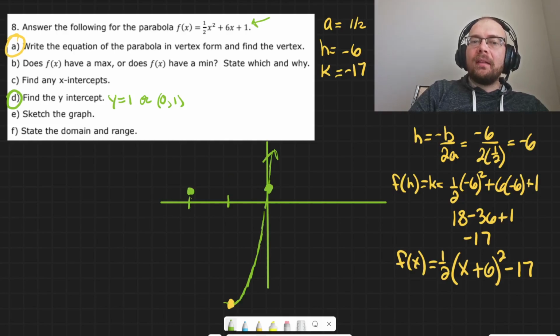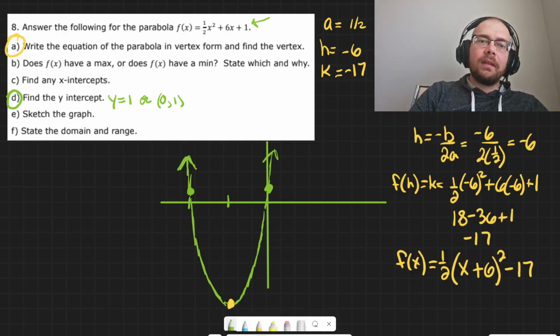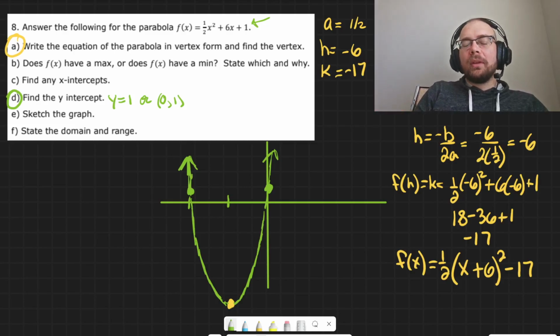Every point has a mirror point, because a parabola is going to be the same on the left as it is on the right. So that's what it would look like, more or less. And there we go. So does it have a max or does it have a min? Well, we can see from the graph now that it has a min.